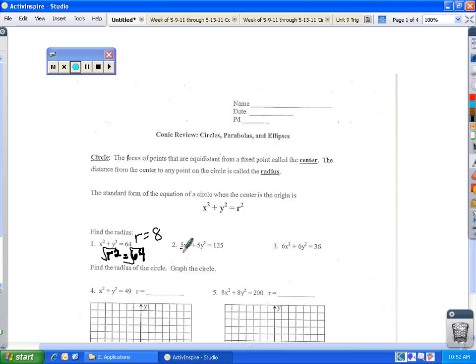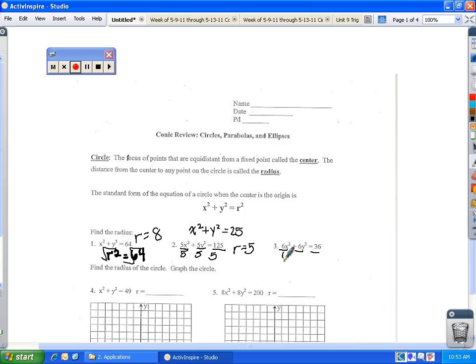For number 2, you first have to get the coefficients to 1, so you have to divide everything by 5. So when you do that, that'll make your equation x squared plus y squared equals 25. So that means your radius squared is equal to 25, so you have to take the square root of that so that your radius is equal to 5.